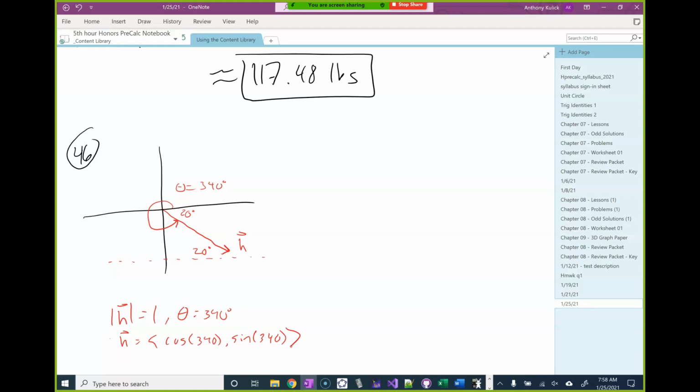And it says Paul and the sled weigh a total of 180 pounds, so that is just being acted on by gravity going down. So there's my G vector. So there's that. So far, so good.